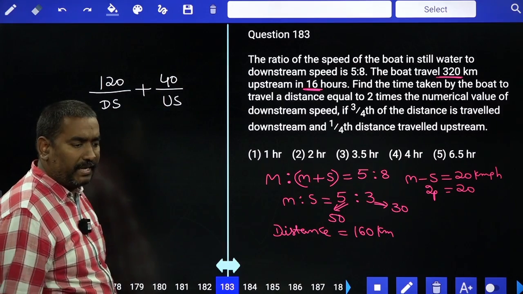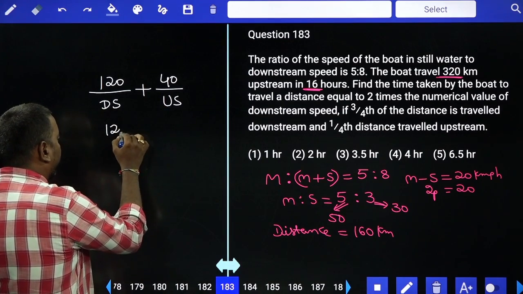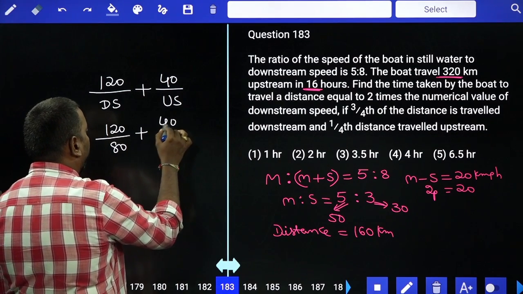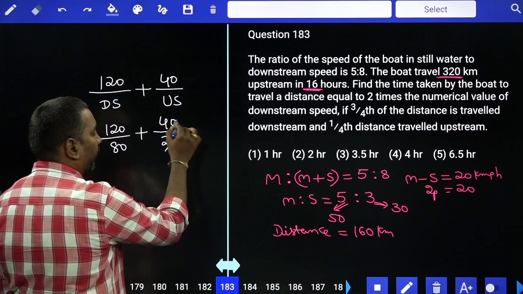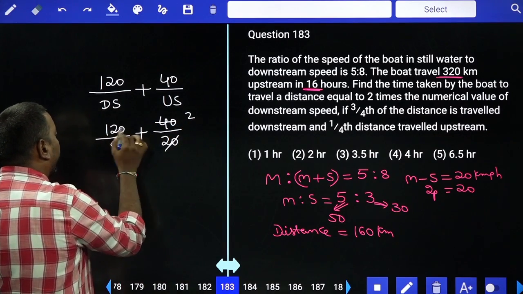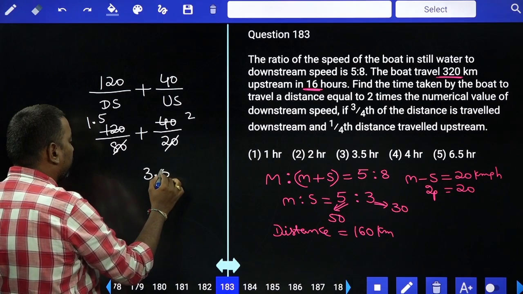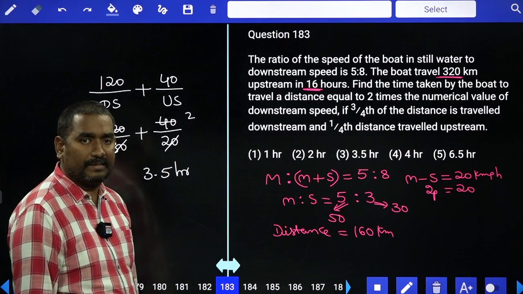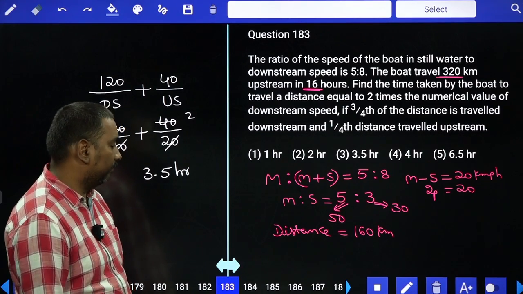What is the total time? We need to find out. 120 divided by downstream speed 80, and 40 divided by upstream speed 20. 2 times 80 is 160, so 1.5 hours, plus 2 hours. 1.5 plus 2 means 3.5 hours is your answer. Third option is the answer.